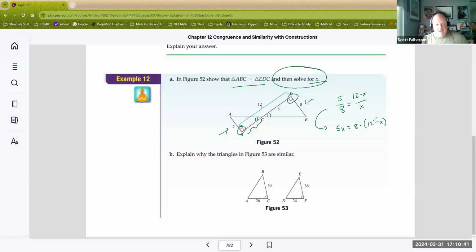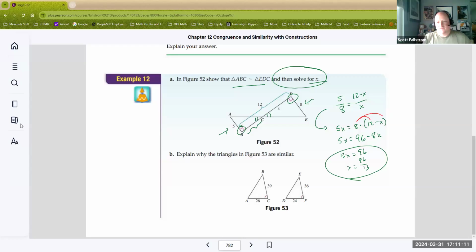I'll show a second way because I like the second way a little bit better personally. But we'll see if maybe you'll like it better too. So this one involves me, now I have to use the distributive property. And so I have to distribute this. And so let's see what we end up with here. 5x equals 96 minus 8x. Then I bring the 8x to the other side. So I get 13x equals 96 and x equals 96 thirteenths.